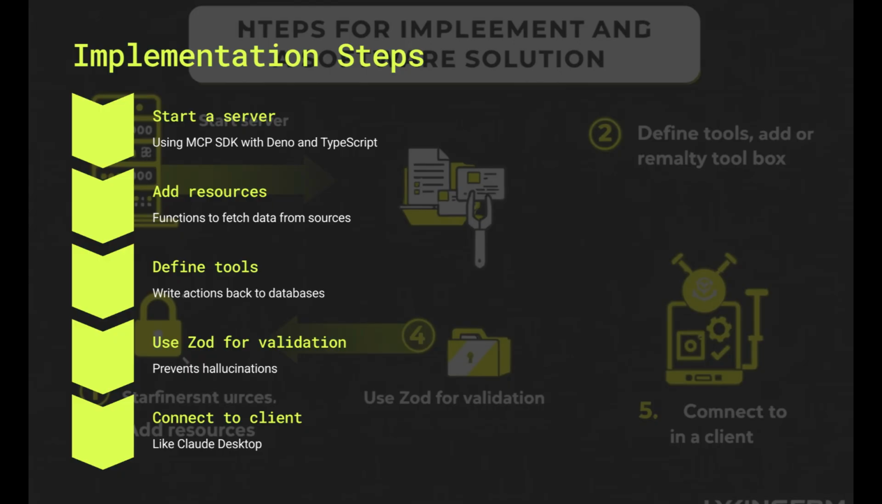Start a server using the official MCP SDK. In this case, we're using Deno and TypeScript. Add resources to the server, like a function to fetch horse profiles from the database. Define tools, like writing matches back into the database. Use Zod to validate the data. This keeps the model from hallucinating and makes sure everything follows the right structure. Connect it to a client like Claude Desktop.